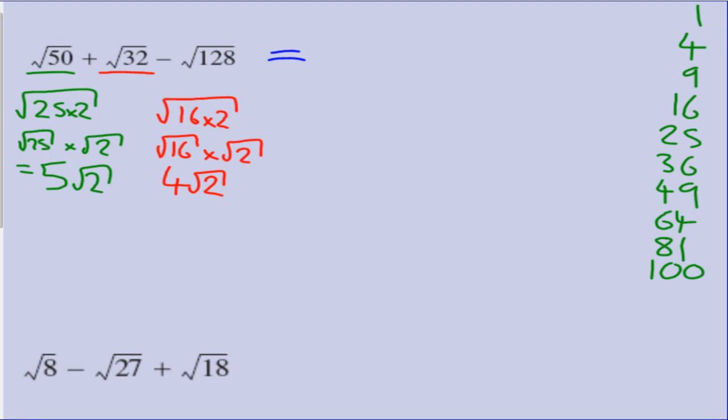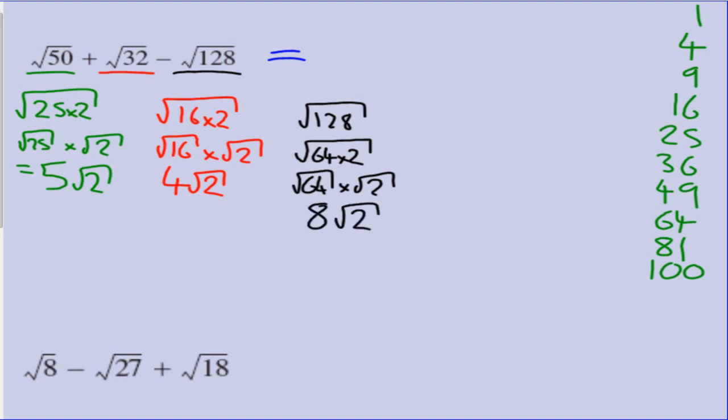Alright, the last one, 128. The square root of 128. The biggest factor that can go into 128 that I can see is 64. So it's going to be square root of 64 times 2, which gives you square root of 64 times the square root of 2. Now the square root of 64 is no longer a surd, it is 8 root 2.